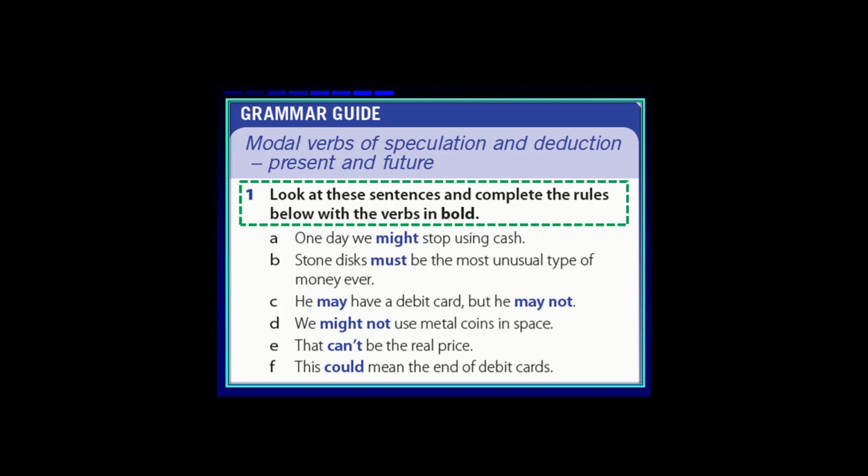Modal verbs of speculation and deduction, present and future. Look at these sentences and complete the rules below with the verbs in bold. A. One day we might stop using cash. B. Stone discs must be the most unusual type of money ever. C. He may have a debit card, but he may not. D. We might not use metal coins in space. E. That can't be the real price. F. This could mean the end of debit cards.